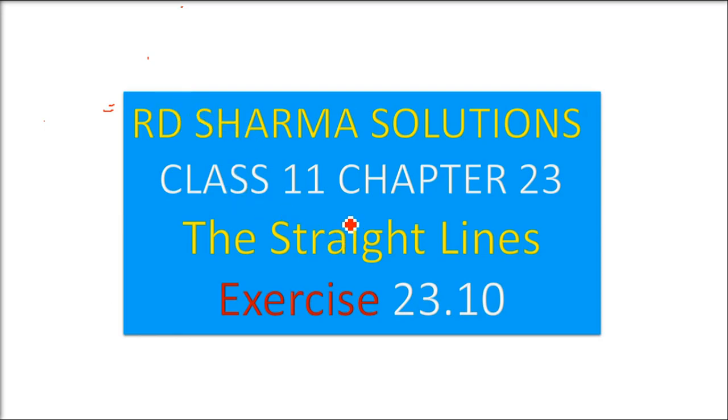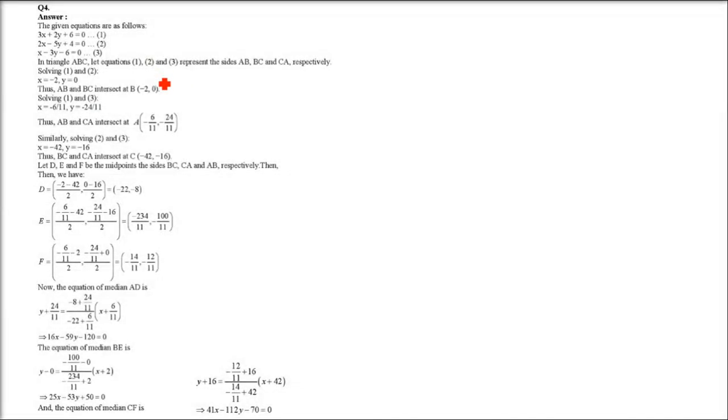We are taking R.D. Sharma solution, class 11, chapter 23. The straight lines exercise is 23.10. Now the next question is question number 4. Here find the equations of the medians of a triangle, whose sides are these three equations.